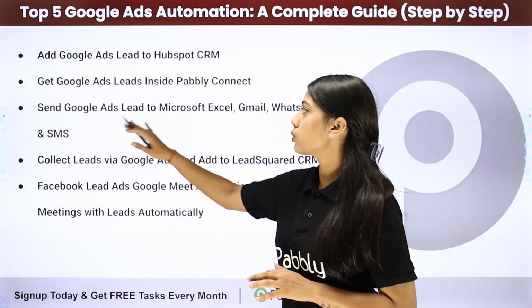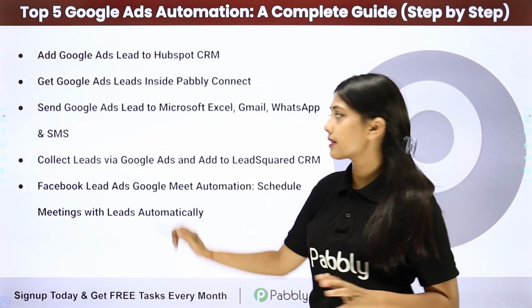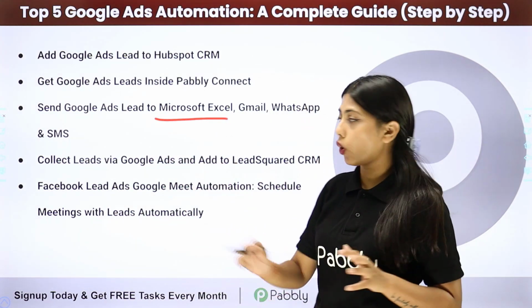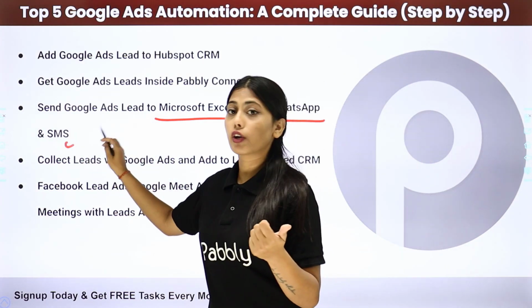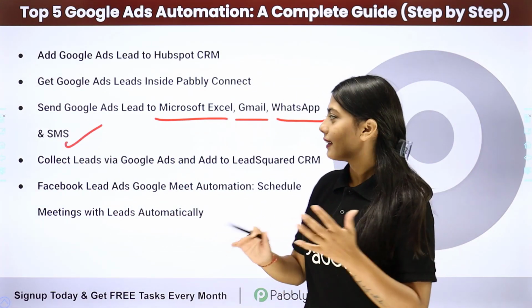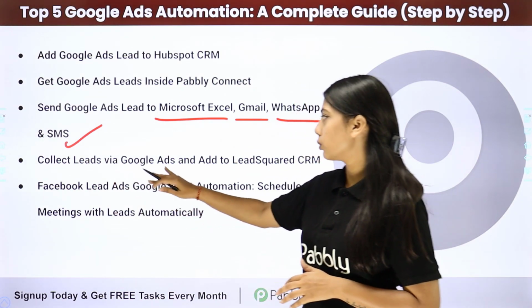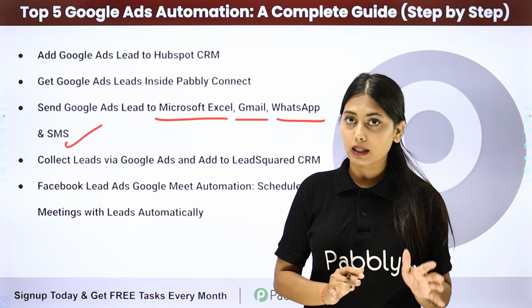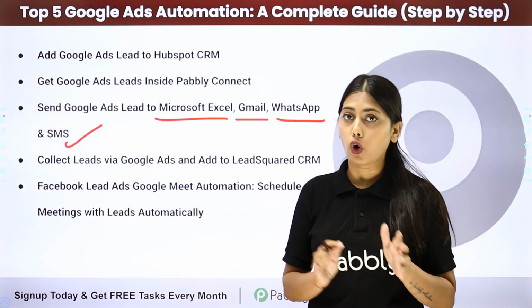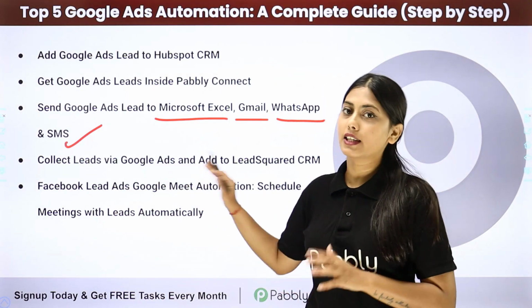Thirdly, you can send Google Ad Leads to various other places like Microsoft Excel to keep a record, then Gmail to send email, on WhatsApp chats, and also for SMS automatically. Then next, you can collect leads via Google Ads and add to LeadSquared CRM. Now comes another CRM application where you can keep the record of all the Google Ad leads that you receive.